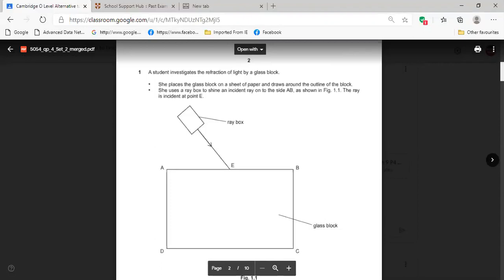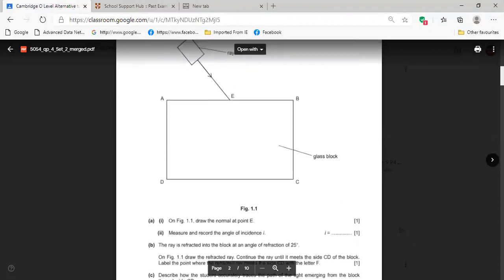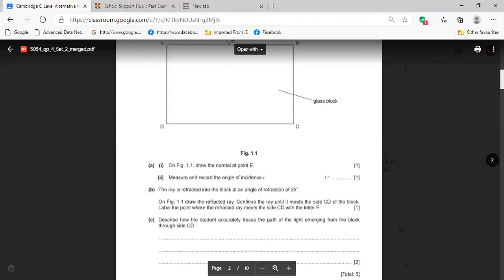A student investigates the refraction of light by a glass block. She places the glass block on a sheet of paper and draws around the outline of the block. She uses a ray box to shine an incident ray onto the side AB as shown in figure 1.1. The ray is incident at point E. Then next: on figure 1.1, draw the normal at point E.